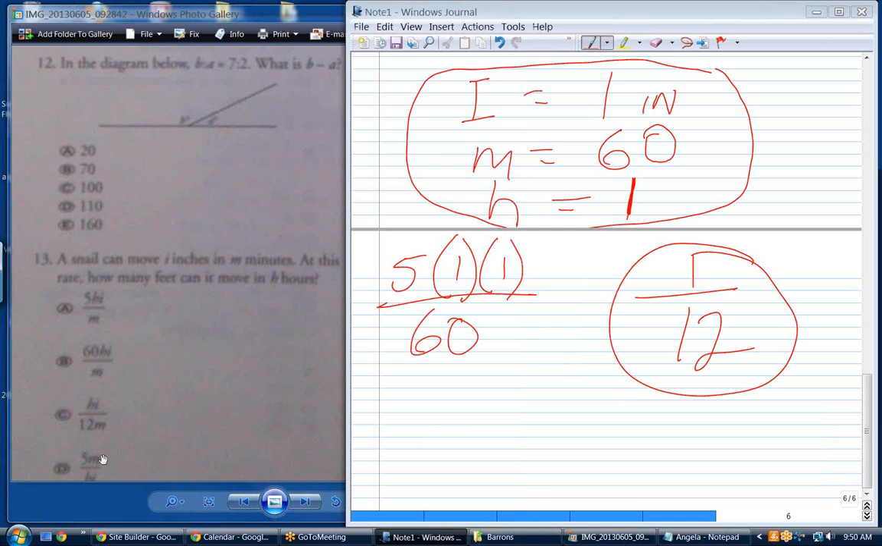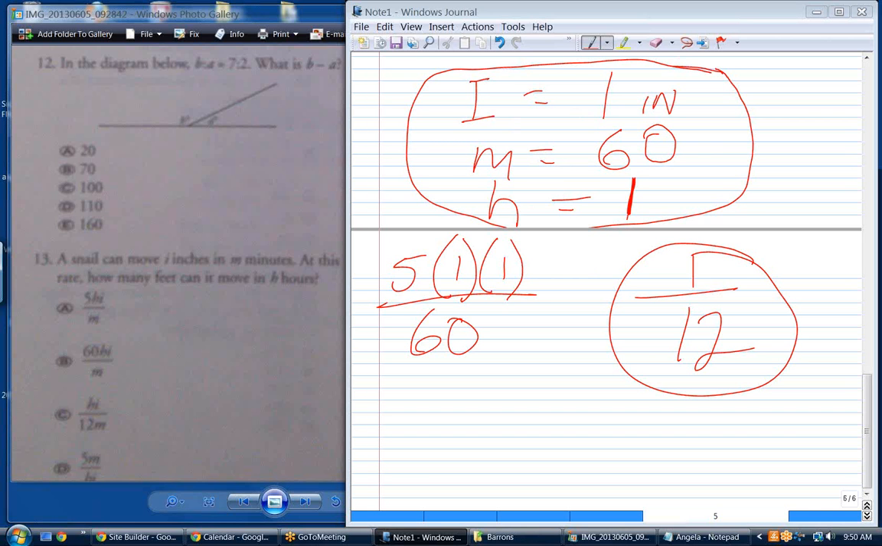In this case, the answer is A, and I don't think it's worth our remaining 10 minutes to go over and do the arithmetic of the other 4 answers, because that's all it is. The key here is the methodology. You pick an I, you pick an M, you pick an H, and then based just internally, you were able to figure out how many feet it could go in H hours.